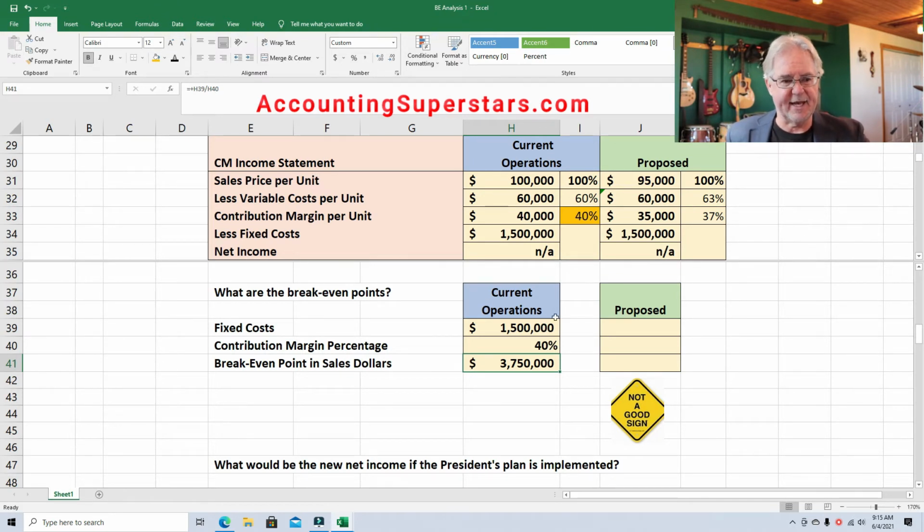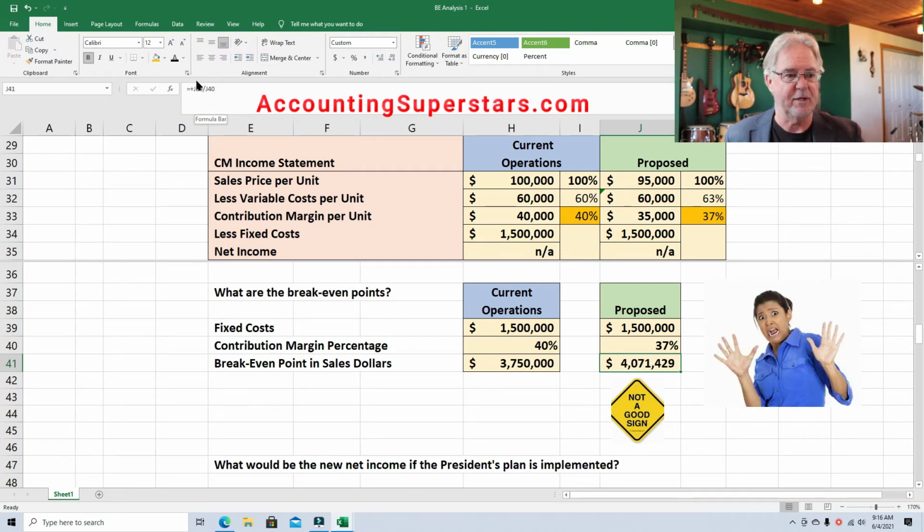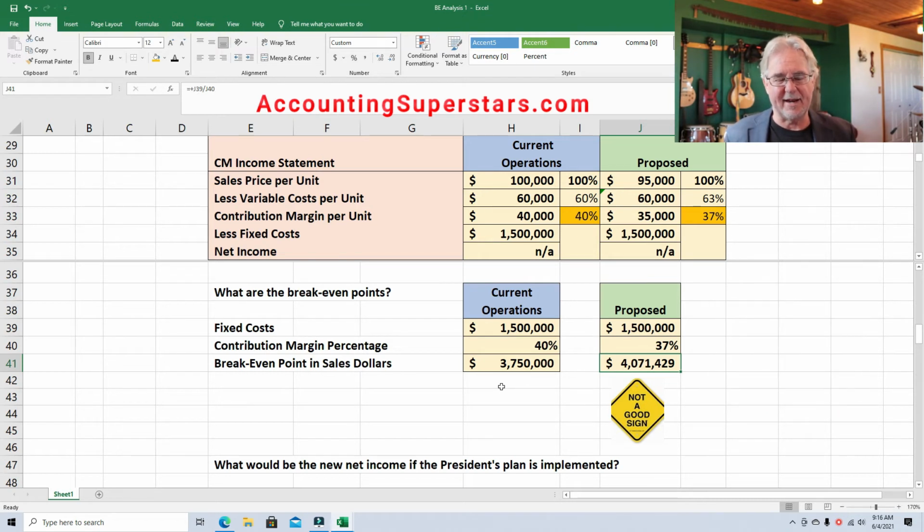Now, under the president's idea, let's find the break-even point there. So the fixed costs are 1.5 million, still the same. And the contribution margin percentage is right here. I'm going to highlight it. There it is. Very important number, very powerful number. And we get 37% right there. So we do a little division and we get 4,071,429. So in other words, under the president's idea, to break even, they'd have to sell 4,071,429. And that's more than under the current operation. So that doesn't automatically mean that the president's idea is a bad idea.